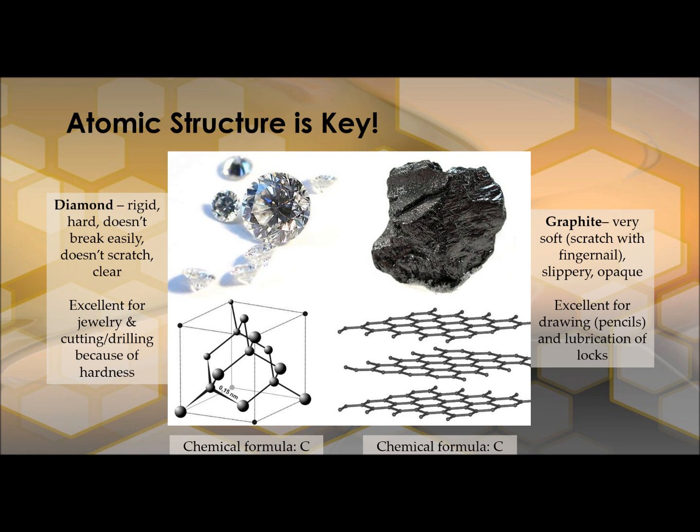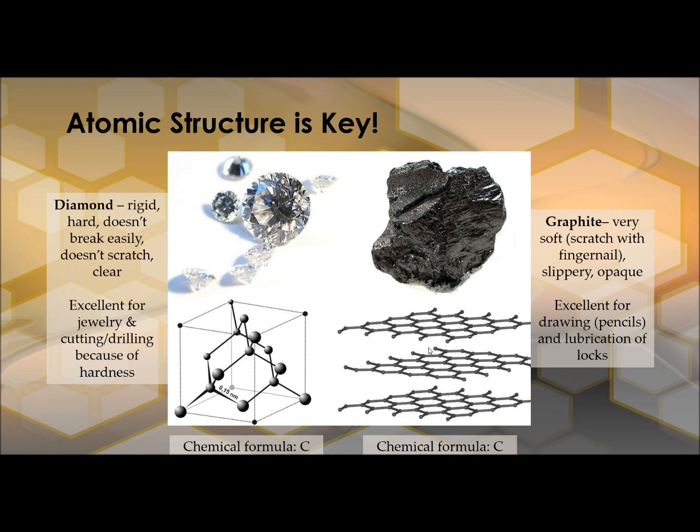Diamond is very hard, which makes it good for jewelry. It's usually see-through. It does not scratch easily. We use it for jewelry, and since it is so hard, we use it for cutting and drilling. And you can see graphite, though, looks very different. It's so soft your fingernail can scratch it. It's slippery, and it's metallic looking. It's good for drawing, and since it's slippery, it's good to actually lubricate locks. If you have a sticky lock at home, you spray some graphite powder in it.